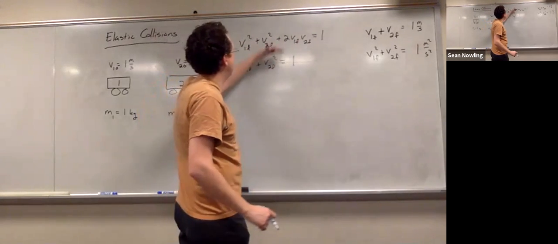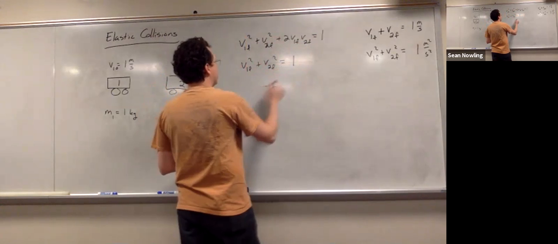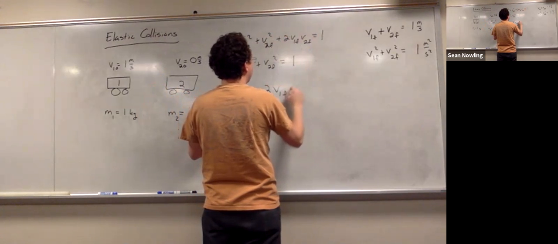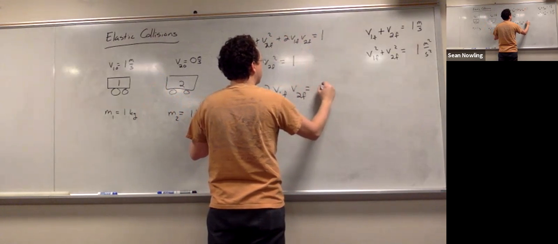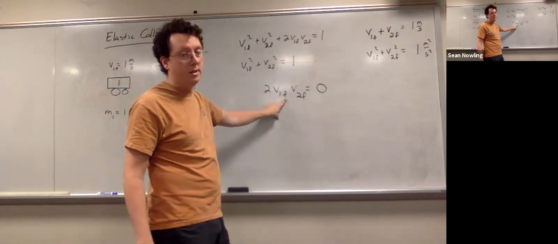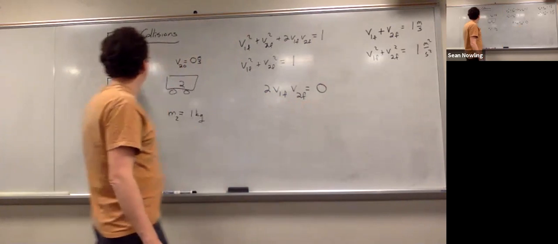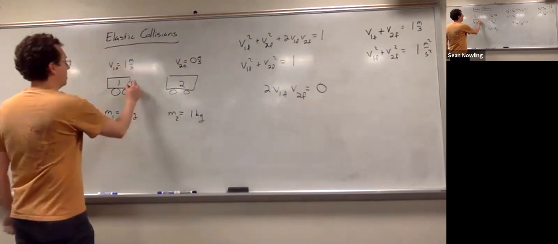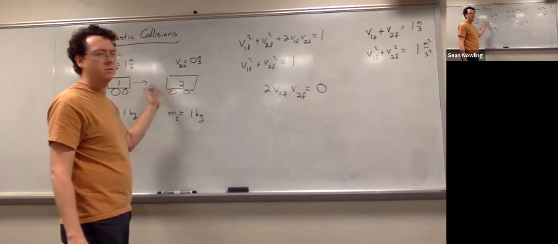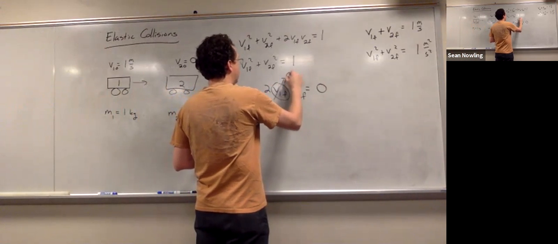So if you subtract these two, you learn that 2 V1 final V2 final equals 0. So either the final velocity of cart 1 is 0, or the final velocity of cart 2 is 0. Well, cart 1 hits cart 2, right? It's moving to the right. So I know the final velocity of 2 can't be 0. It's going to bump forward. So it must be that V1 final is 0.